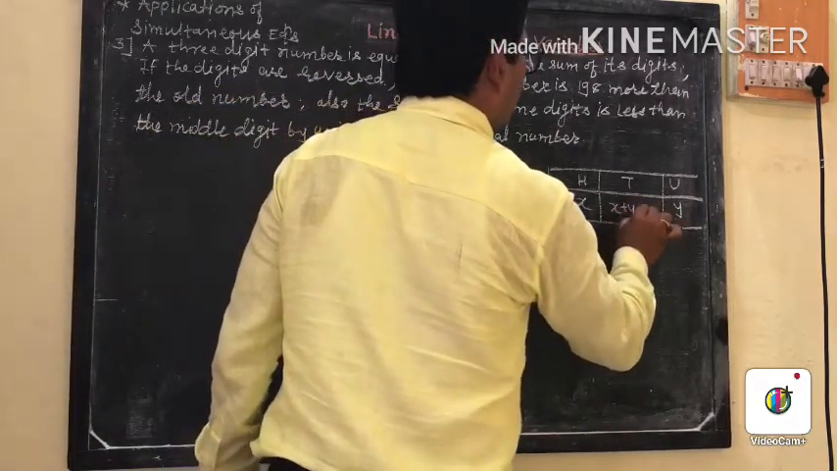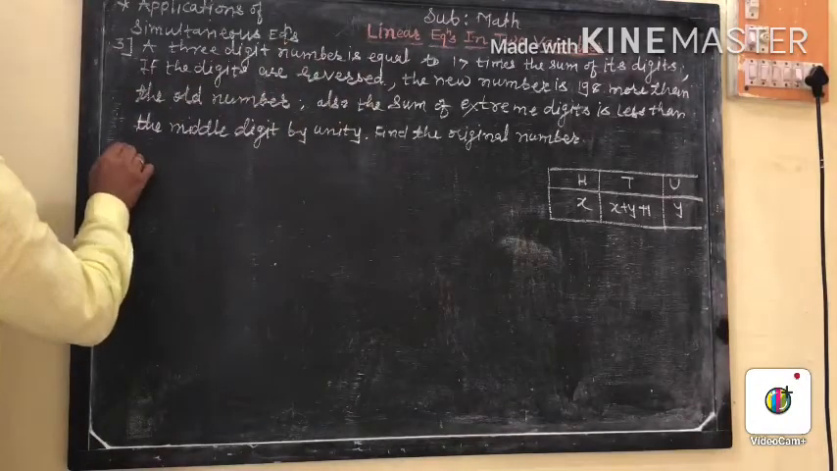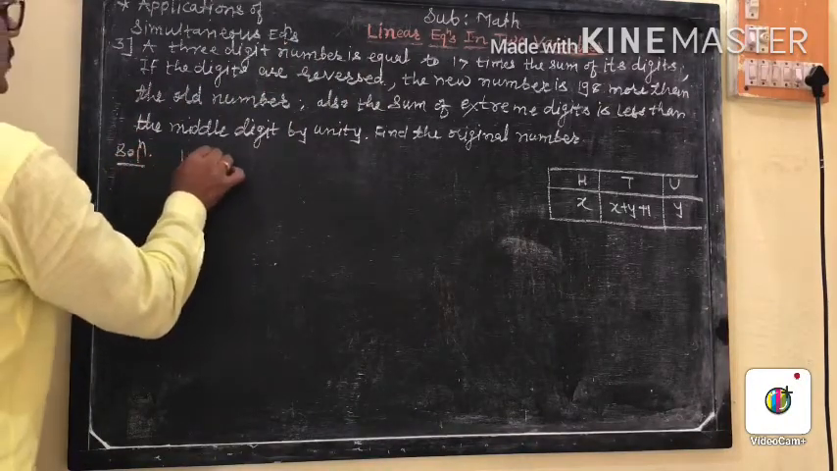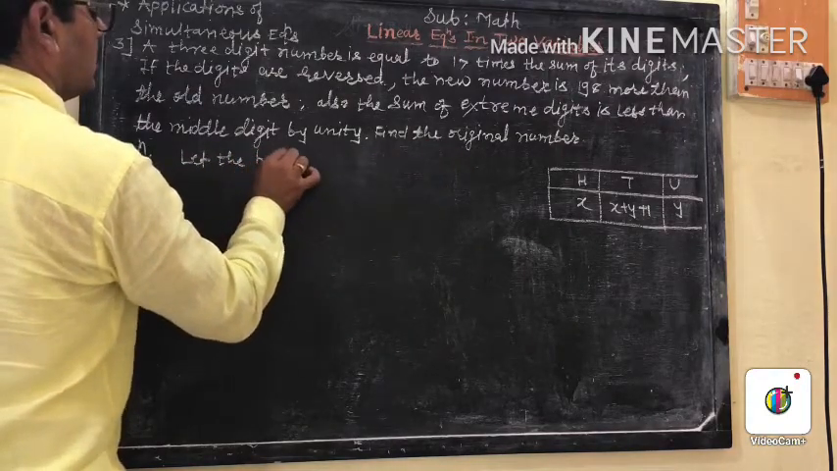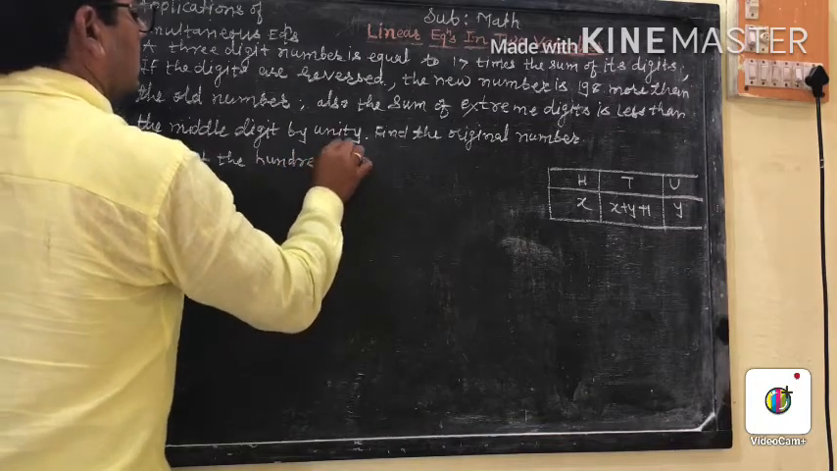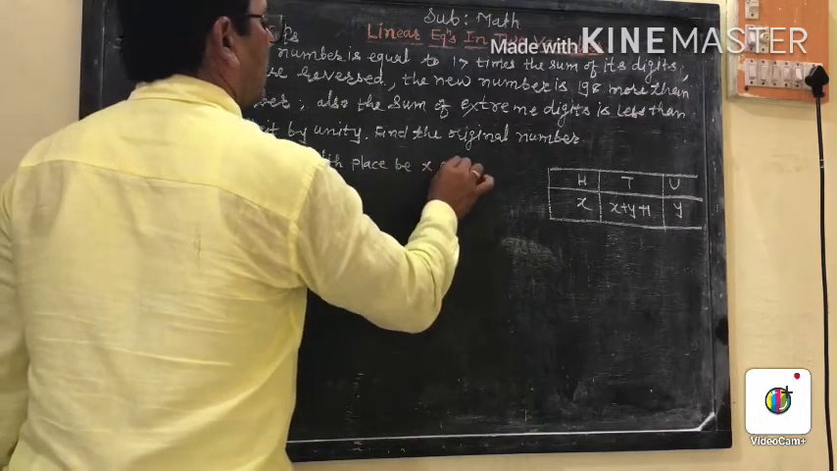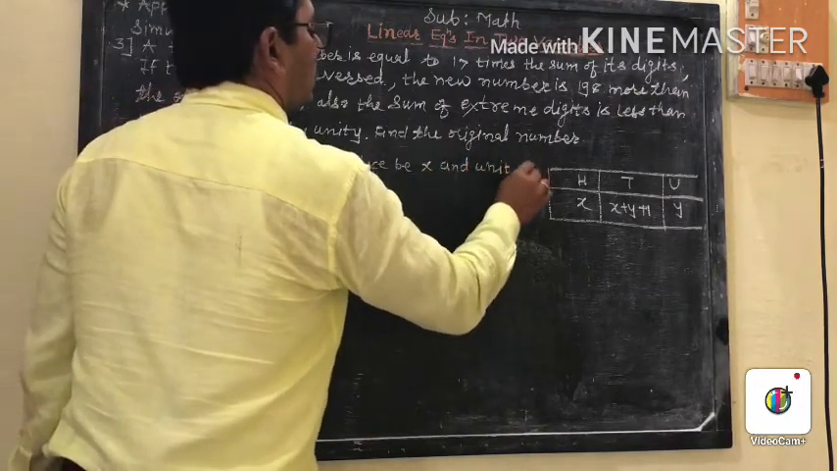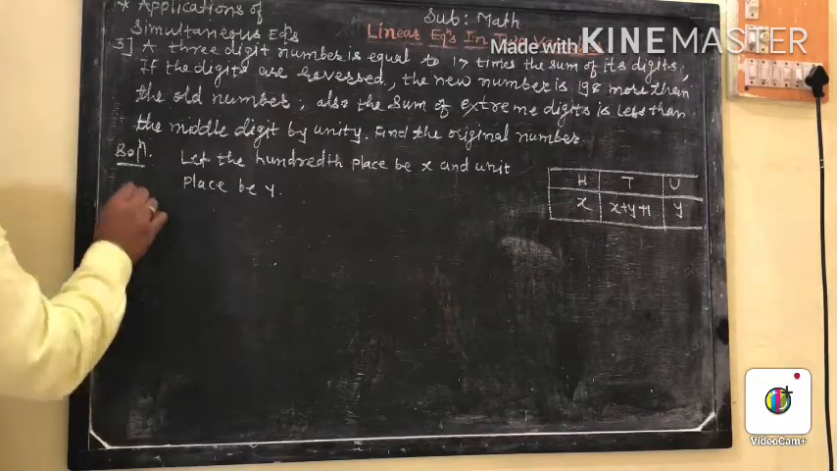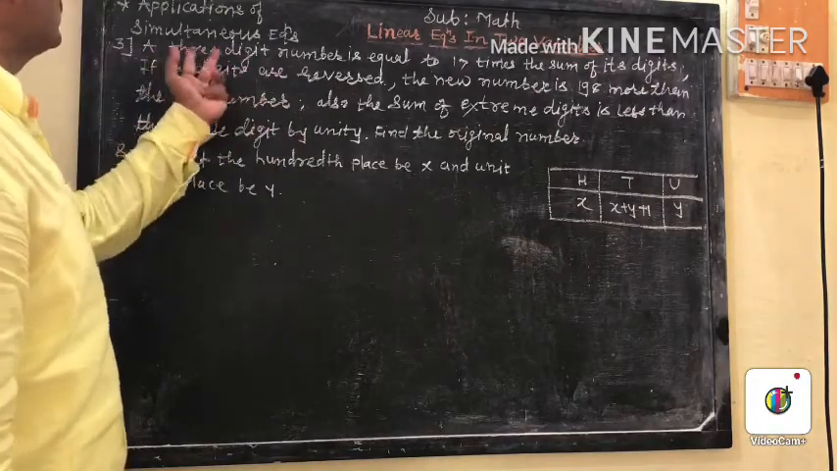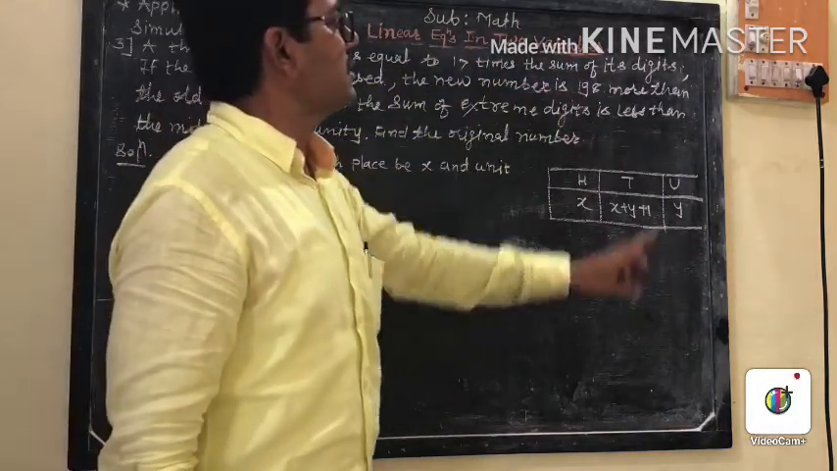Means x plus y plus 1 is the middle digit here. Now in this way, let us consider the hundreds place be x and the unit place be y. Therefore, the first condition is that a 3-digit number is equal to 17 times the sum of its digits.